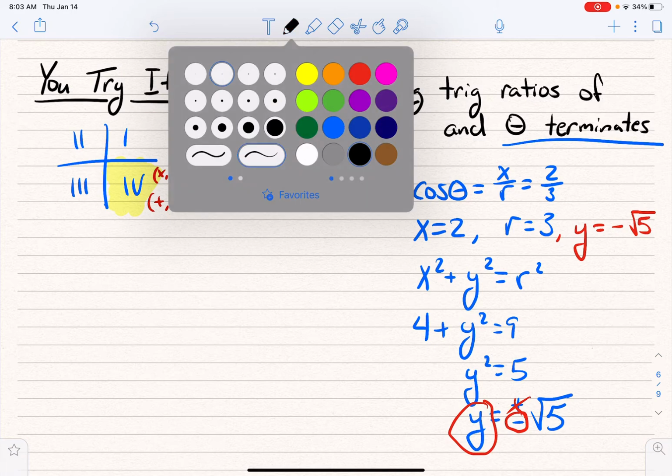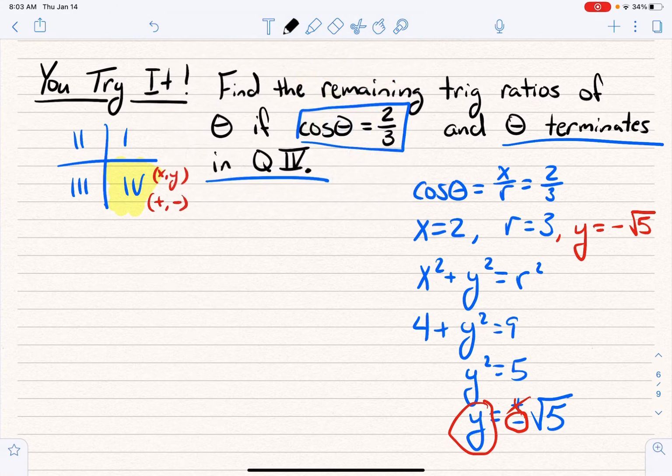And then at this point, we just run through all those ratios because we know them pretty well by now. We say that sine theta is y over r. And so sine theta in this case is going to be negative square root of 5 over 3. Cosine theta, we were already given. What was that one? 2/3.